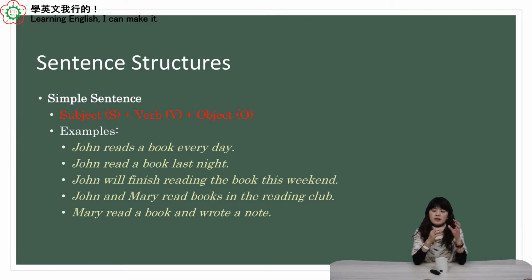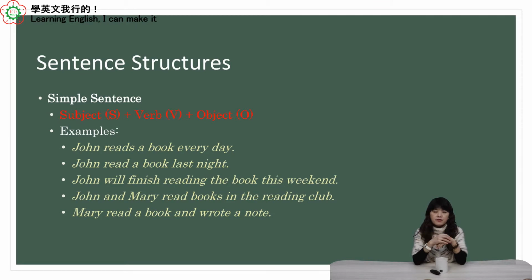You need to find the subject, which is usually the main person or the main noun at the beginning of the sentence. Then you have the verb, either a be verb or an action verb, different kinds of verbs after the subject. And then you have the object.